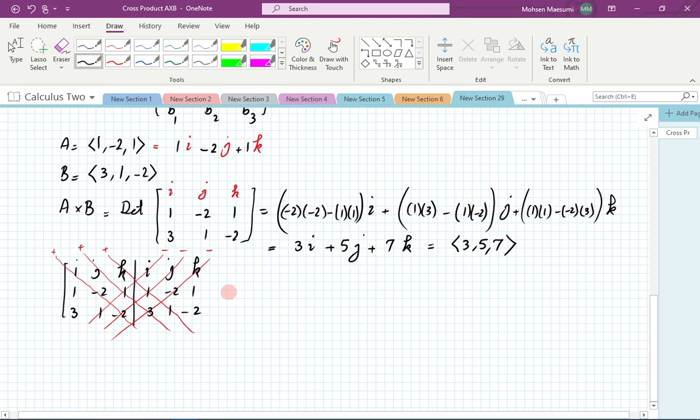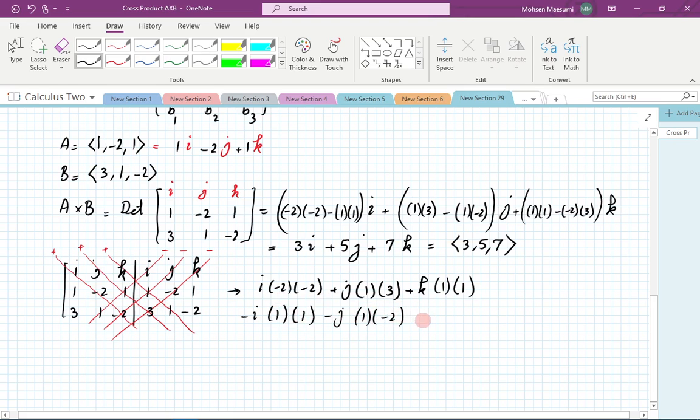So this one is going to give me i times minus 2. So let's write it: i (minus 2 minus 2), j (1 3), k (1 1), going backward, minus i (1 1), minus j (1 minus 2), and minus k (minus 2 3). I put everything in parentheses so we don't make a mistake.